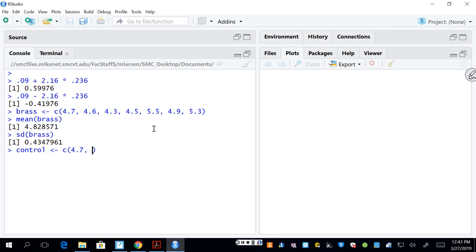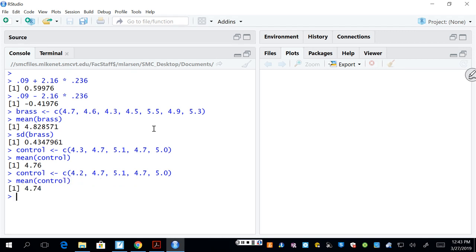The control individuals had these values, they're at 4.7. I believe that's a 4. That must be maybe 4.2, 4.3. Let's see if this works out. 5.1, 4.7, and 4.7 is 5.0. That's the mean of the control. 4.8, 4.76. Maybe this is a 2 right there. So the mean of those is 4.74. That matches what I told you. And the standard deviation matches what I told you.